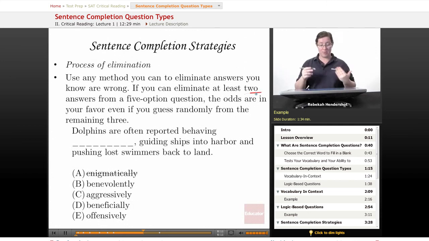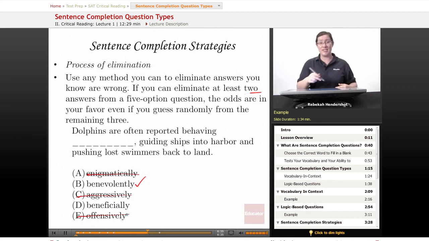Dolphins are often reported behaving blank, guiding ships into harbor and pushing lost swimmers back to land. Well, we can cross out enigmatically, because that means mysteriously. That doesn't mean anything like helpfully. Benevolently, however, does mean something like helpfully. It means having goodwill or trying to do good things for people. That sounds a bit like what the dolphins are doing. Aggressively, however, aggressive means hostile, and that's not really what they were doing.